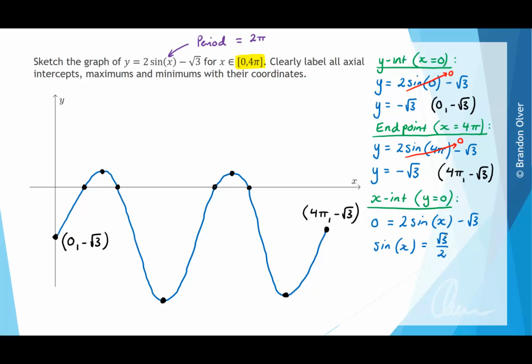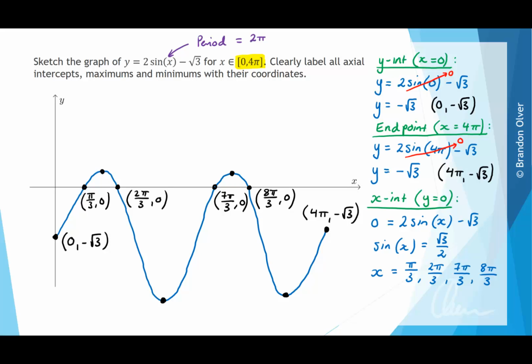So there's actually been another video done on finding these values by hand. And in that video, we reached the conclusion that x was equal to pi on 3, 2 pi on 3, 7 pi on 3, and 8 pi on 3. So they are going to be all of the x-intercepts. So in coordinate form it's (pi on 3, 0). Then this one's going to be (2 pi on 3, 0). This will be (7 pi on 3, 0). And finally, (8 pi on 3, 0). So they are the 4 x-intercepts of this graph.